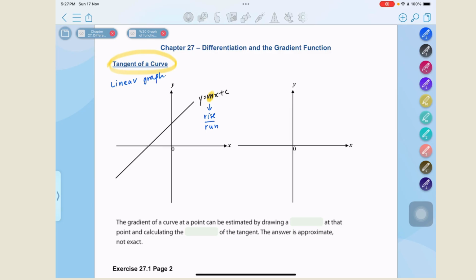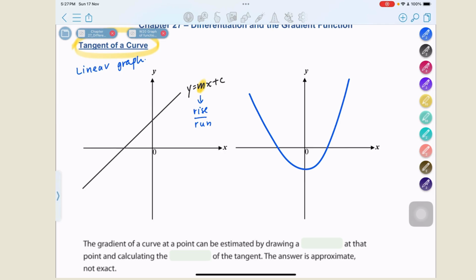How about a curve? How are we going to find their tangents? Let's say we have a curve, something like a quadratic curve. How do we find the tangent? You will notice that at each point of the curve, they will give you different values of gradient. So to find out their gradient, what we're going to learn today is tangent to the curve.